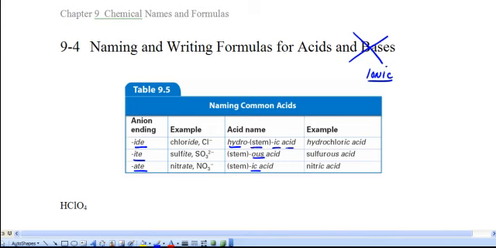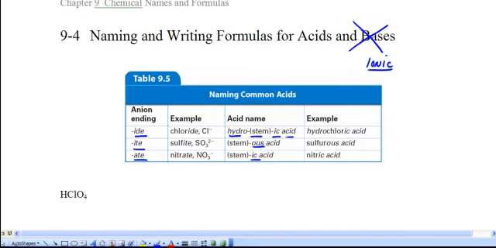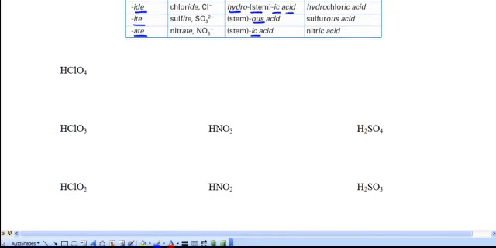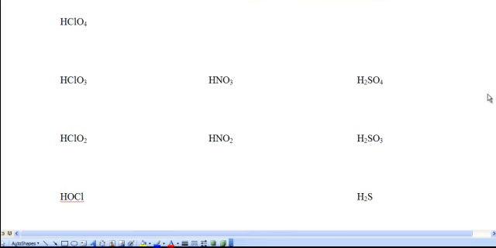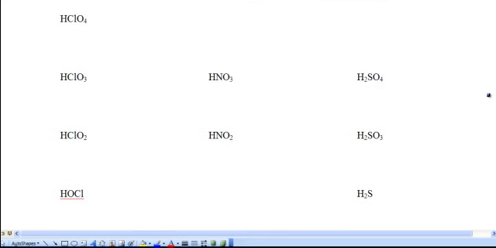Well, let's go ahead and walk through a few of these. I think you'll pick up on it pretty quick. You guys are all very intelligent people. And so you change your ate to ick, your ite to ous. You keep your pers and your hypos, and we'll show you that, and IDEs turn into hydro-blank-ic acid. So here we go. What do we mean by you change your ates to icks?